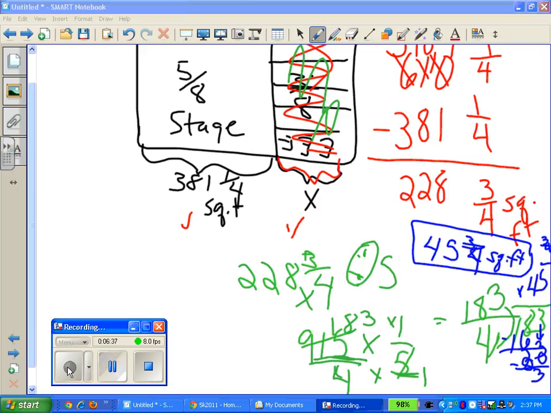What's it on? So each section of this stage, you have your 5 rows here, it's going to be 45 and 3/4 square feet.